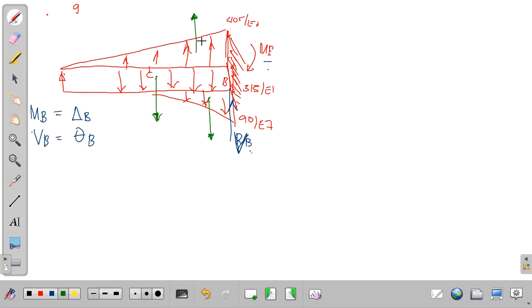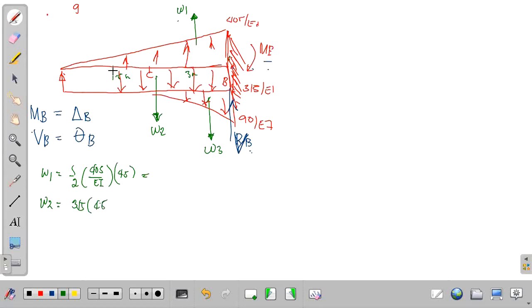So for this part of our diagram, say this is our W1, this rectangular part, and our third degree is W3. So to simplify our solution, let's solve for W1, W2, and W3. So for W1, we have here the area of this triangle. We have 1/2 times 405 over EI times 4.5. So solving for W1, kindly solve this value. And for W2, we have 315 multiplied by 4.5, right? We have a length of 4.5.